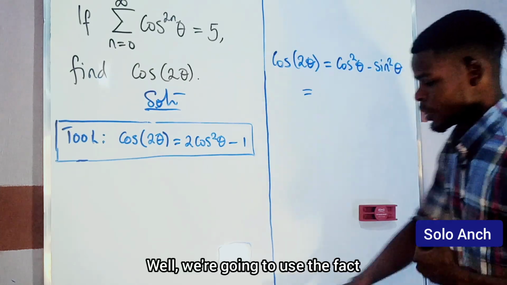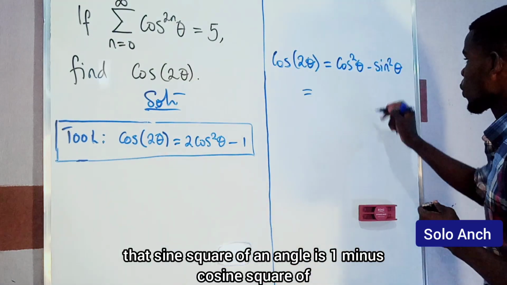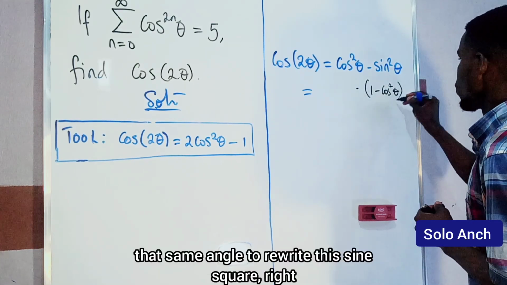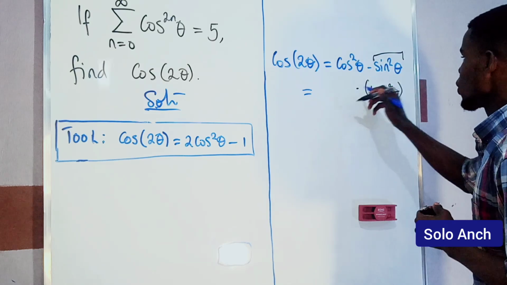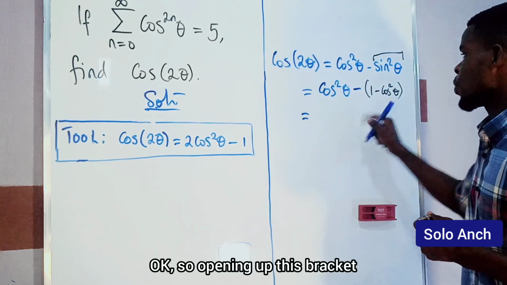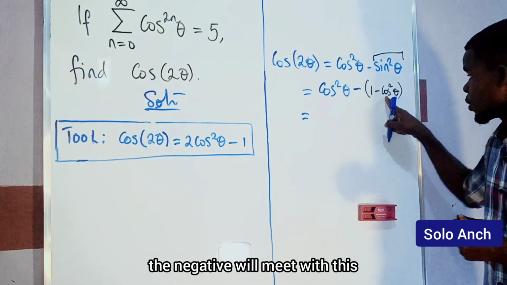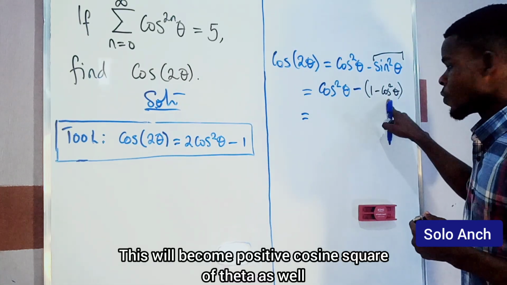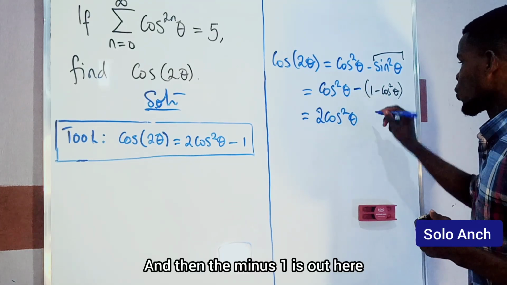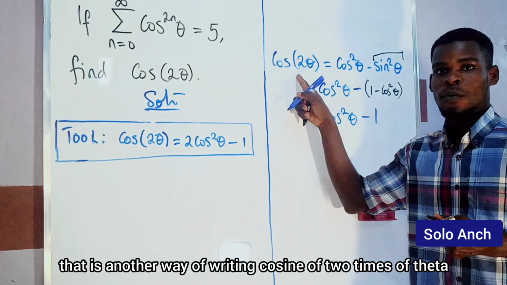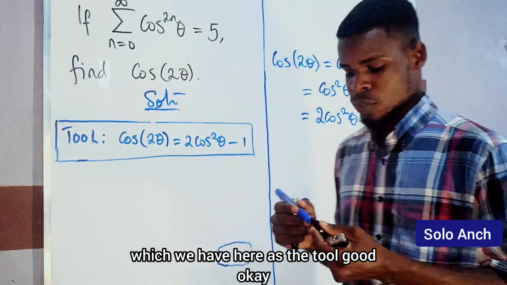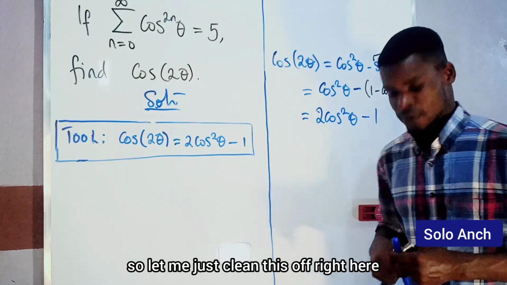Okay, great. Well, we're going to use the fact that sine square of an angle is 1 minus cosine square of that same angle to rewrite this sine square, right? So this negative is out here, and then we put the cosine square of theta like that. Okay, so opening up this bracket, the negative will meet with this. This will become positive cosine square of theta as well. Adding them up, that will be 2 times cosine square of theta. And then the minus 1 is out here. That is another way of writing cosine of 2 times theta, which we have here as the tool. Good. Okay, so let me just clean this off right here.